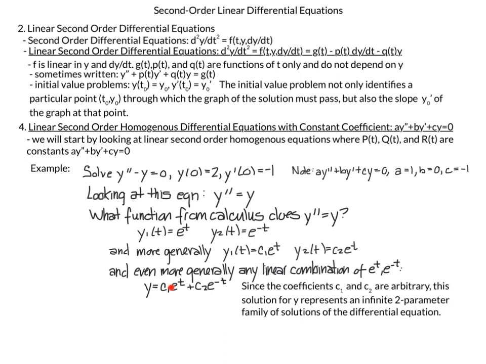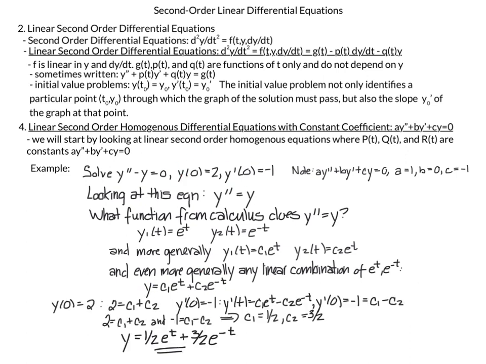Since the coefficients c1 and c2 are arbitrary, this solution for y represents an infinite two-parameter family of solutions of the differential equation. So in other words, you can pick an infinite number of values for c1 and fix c2 to some one value, and you'll get an infinite number of solutions. Or you can fix c1 and then take any value for c2 and you get another whole set of infinite solutions. And of course, just like in our first order differential equations, it's the initial values that will pick out particular solutions.